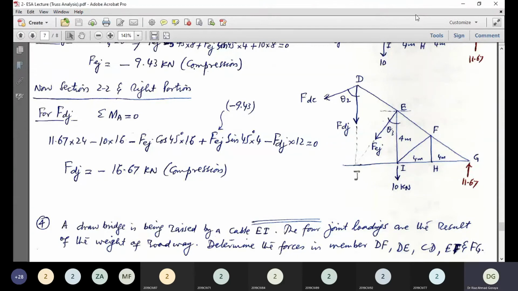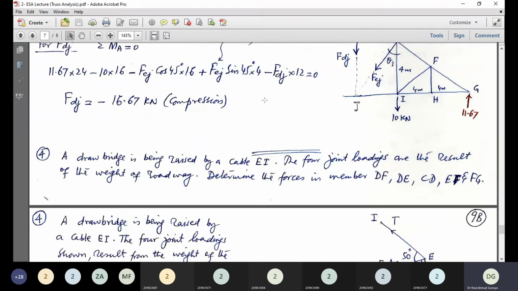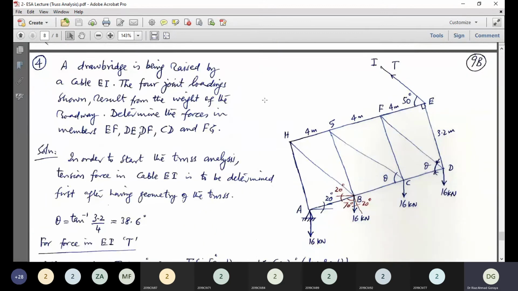जी, कोई क्वेश्चन आपके जहन में आया? So if you don't have any question, then we can proceed for the next type of problem.